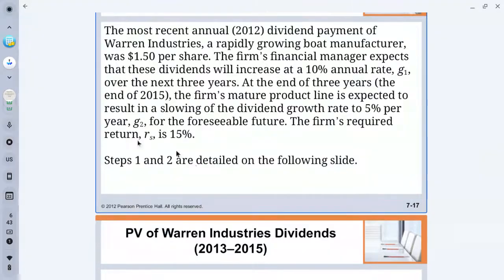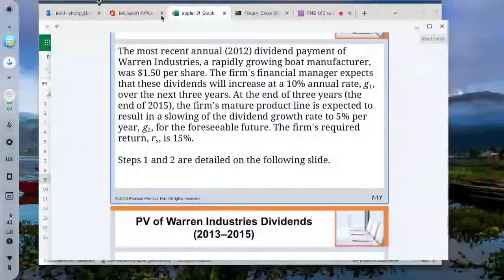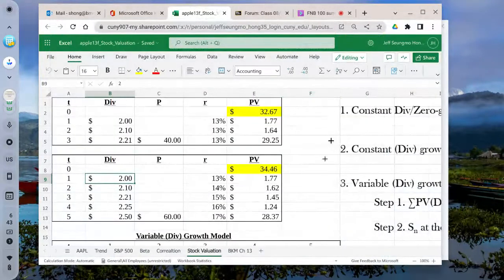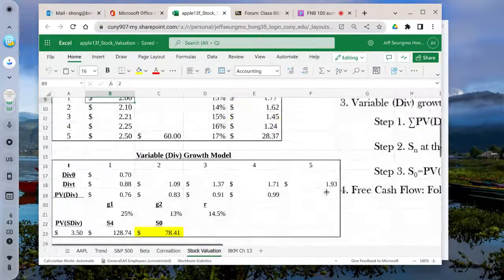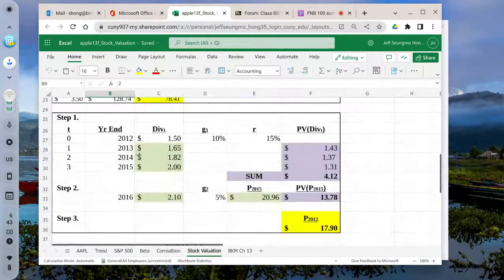I'm going to... where is it? Something's very slow. So here's that example.